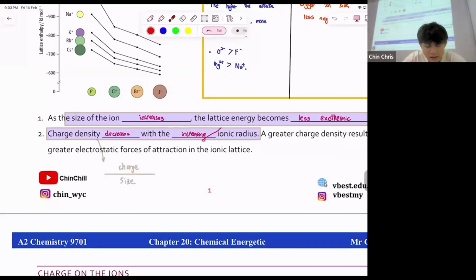Do you see that? Negative 1, negative 1, negative 1. Everything is negative 1. But look at the size. Do you see that the size is bigger? So when the denominator is bigger, the charge density decreases, right? Get it?